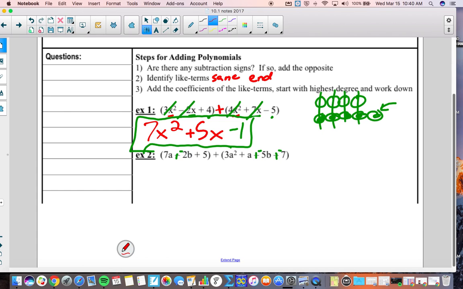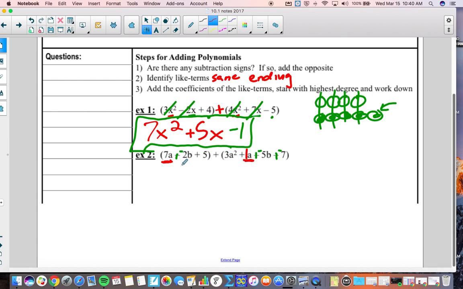So starting out in example 2, I see something that has an a at the end of it. So I'll put an underline underneath it. Is there anything else that has an a underneath it? This has an a squared. That's not the same as an a. This has an a. These are like terms. By the way, what's that number in front of the a? It's a 1. 1a is the same as a.